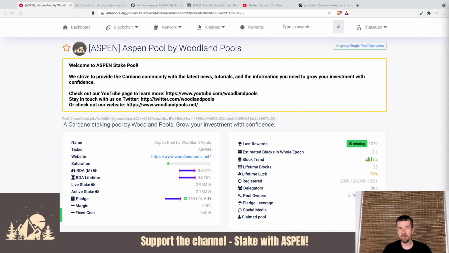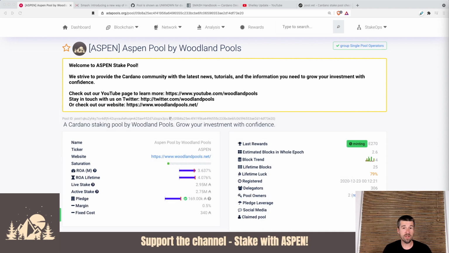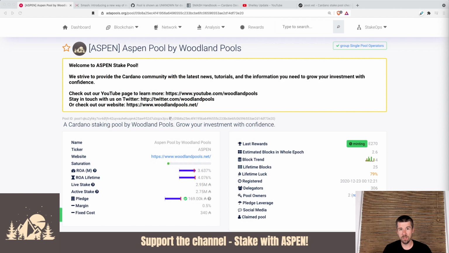There wasn't a lot of news going on in the broader market, but we did hear about a lot of delegators that were seeing unknown pool when they went to look at their dashboard in Yoroi. So we thought it'd be a perfect opportunity to dig in a little bit more into the metadata associated with a stake pool, the metadata hash, how this is used to prevent fraud, but how it can also show sometimes some false positives. So let's do a quick stake pool update and jump right in.